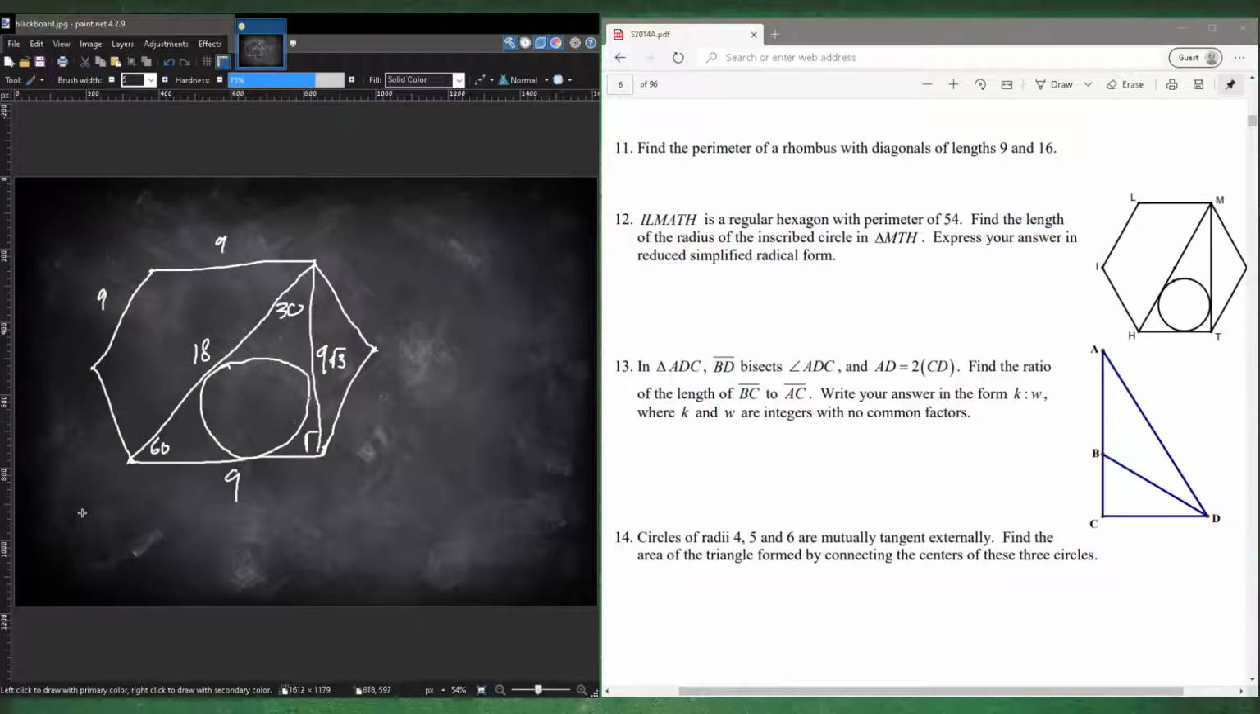2 times 9 is 18. So to get this radius, which is what they're looking for, there is a formula for this, and it's called the inradius. It's actually just 2 times the area divided by the perimeter. So the area of the triangle and the perimeter of the triangle.